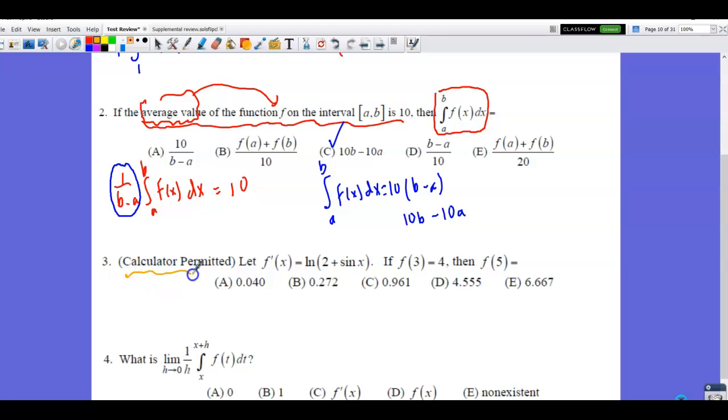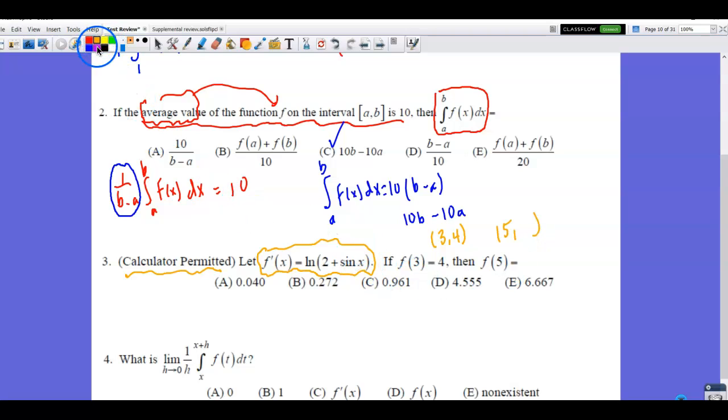Number 3 is a calculator permitted problem. They're telling us that some function has a derivative of ln of 2 plus sine x. If f of 3 equals 4, there's an initial condition, so we could write it as an ordered pair. That might be helpful. We'll see. What is the value of f of 5?